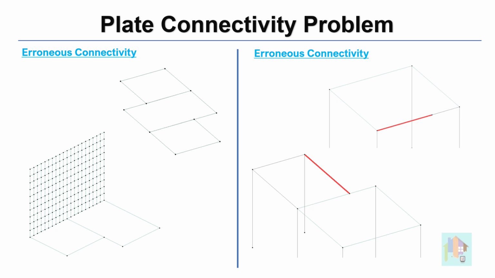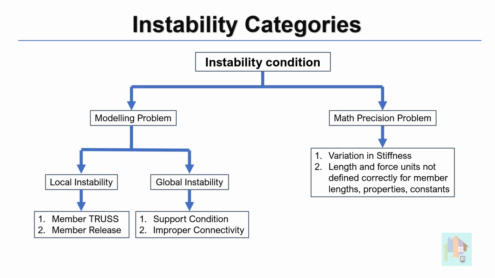Improper connectivity can create both local and global instability depending on the nature of the connection. And finally, the math precision problem. This is caused by the numerical instabilities that occur in the matrix inversion process. The reason is large variation of stiffness between adjacent members. This variation can result from intentional assignment of property values, like when we model a very high stiff or rigid member to duplicate the member offset condition.